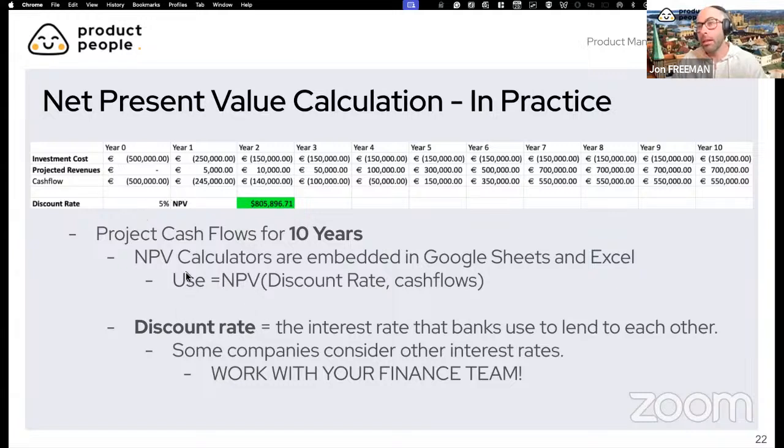But again, work with your finance team to figure out what they think that might be, if it's not actually the interbank rate, if it's something else that the organization is using. And guess what? NPV is built into pretty much every spreadsheet software that exists. Throw =NPV into Google Sheets or Excel, select your discount rate as the first cell, and then your 10-year cash flow from year 0 to 10, and it will calculate that for you. In this random example, I'm green. I made some money. I'm happy.